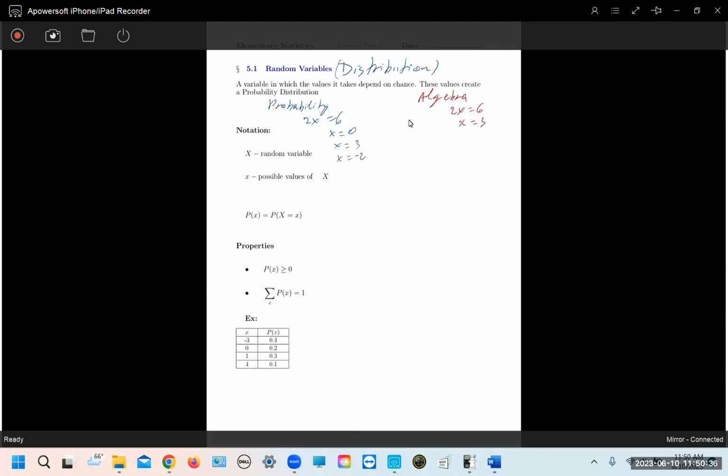So if x equals 0, we can have 1/4 of that. This one is 1/2 of this, and this one is 1/4 of this. So we can go with the total, because the total of this should be 1. So this is the probability distribution.